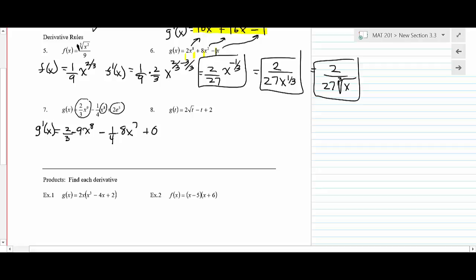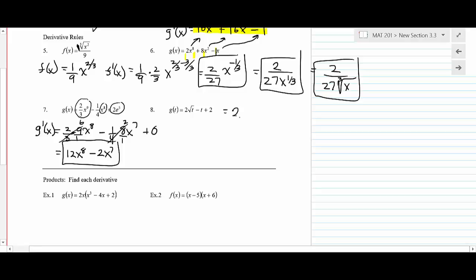Okay, now what I can do from here is that's 18 over 3. That's really 6. So that's going to give 12x to the 8th. And then 8 over 4 is really 2. So that's minus 2x to the 7th, like that. That should be the value of your derivative. Okay? A lot of arithmetic. Okay, next one. Let's see.